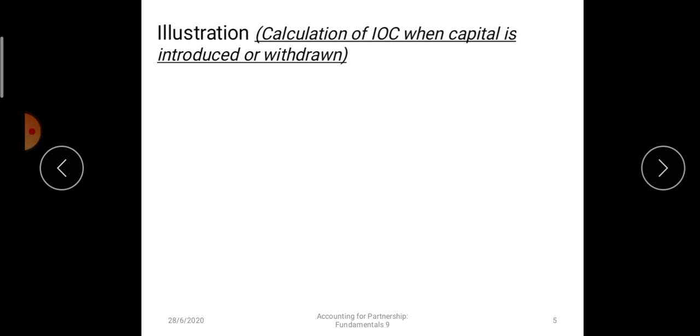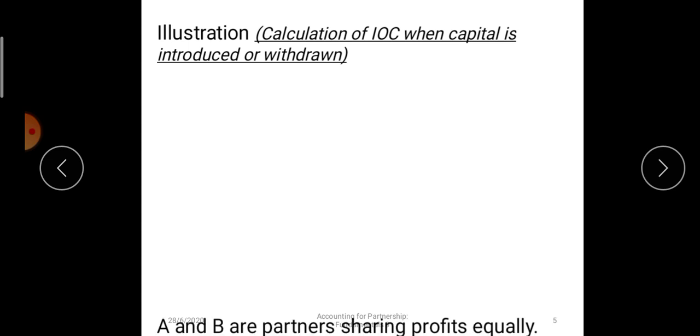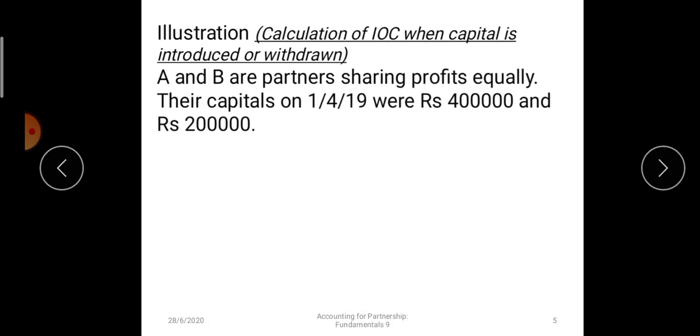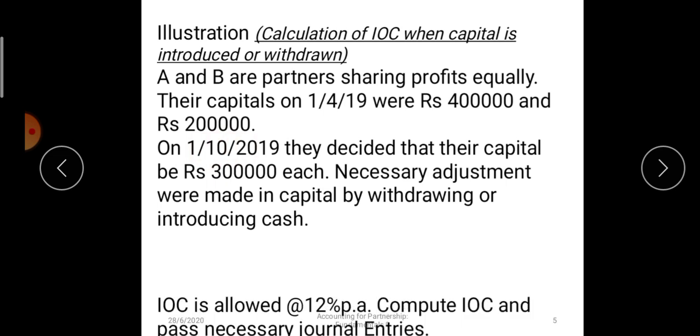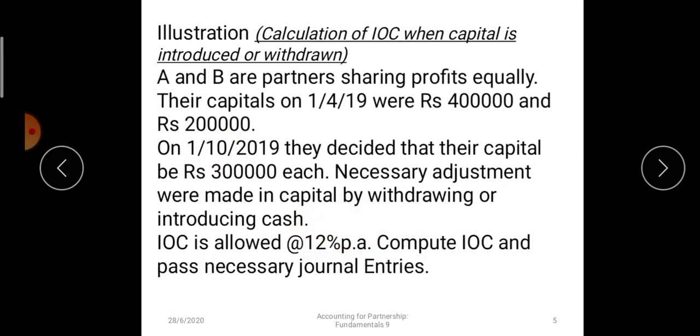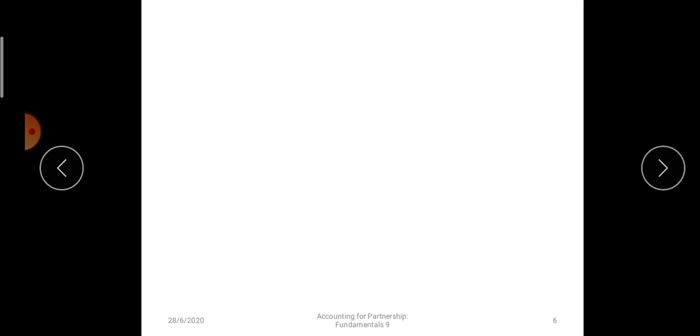Let's take one question. When capital is introduced and capital is withdrawn. A and B are partners sharing profits equally. Their capitals are rupees 4 lakh and 2 lakh. One partner is introducing capital, another is withdrawing capital, so that each of them has capital of 3 lakh rupees. It's on 1st October, that means after 6 months. Interest on capital is calculated at the rate of 12% per annum.